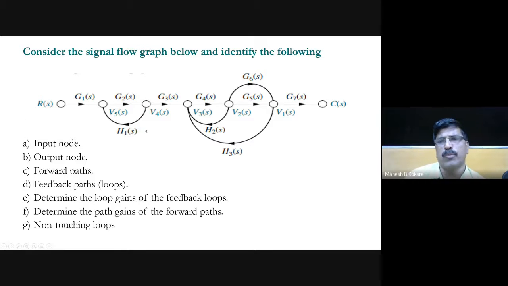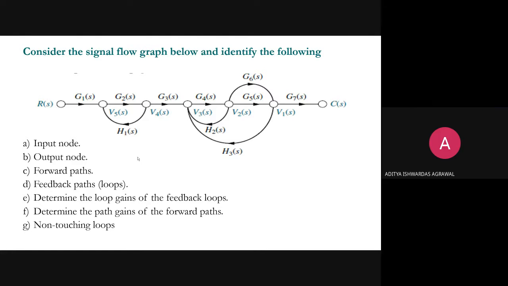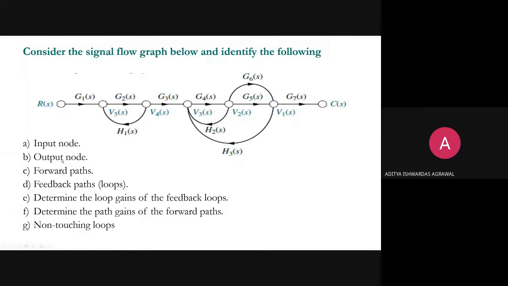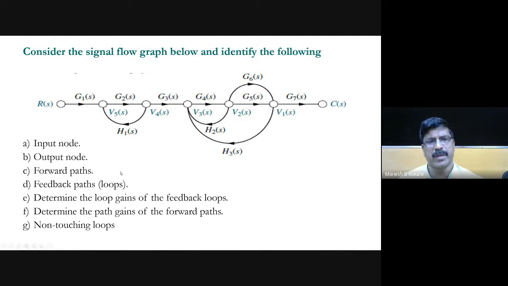So where is the input node in this one? Can somebody tell me which is the input node? Yes, please. R of S. R of S is the input node. Very good. Because only outgoing branches are there, right? What about the output node? C of S. C of S. Very good. Right.